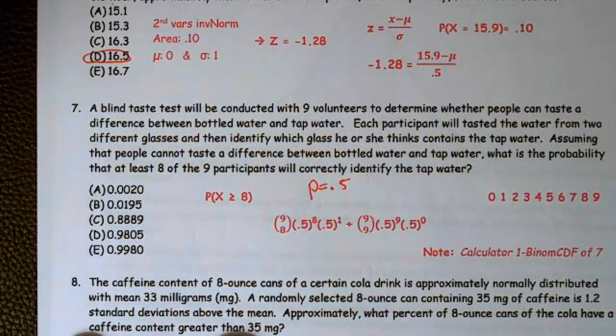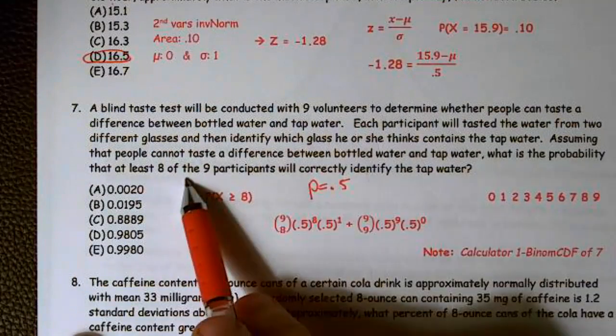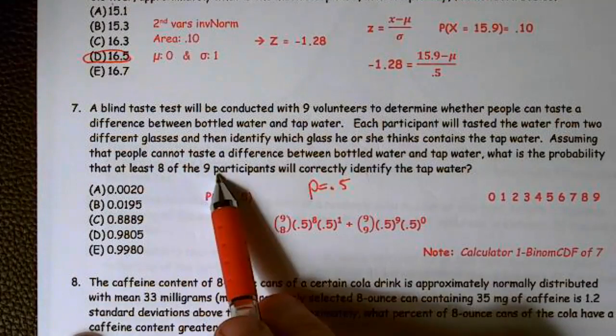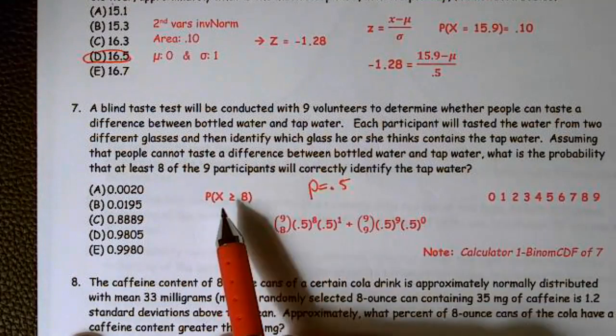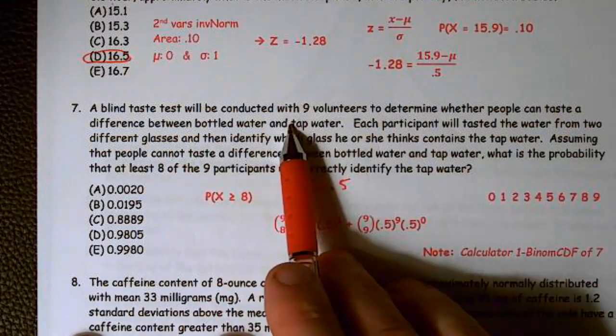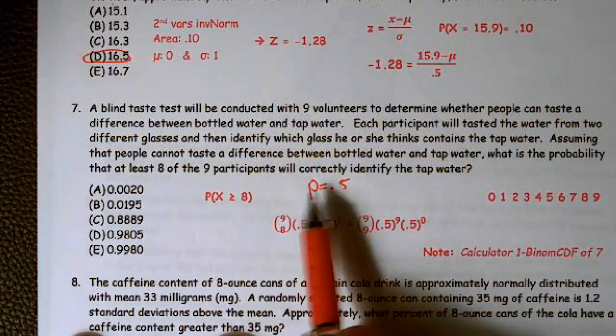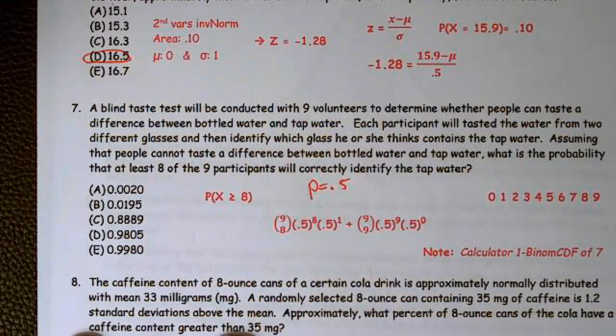All right. And it says, what's the probability that at least 8 of the 9 participants will correctly identify the tap water? Well, first off, we have a group, and we have a fixed probability. And since we have a group, this is going to make it a binomial CDF. And so they said at least 8 of the 9. So that means I'm looking for this.